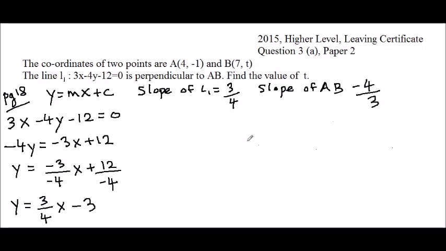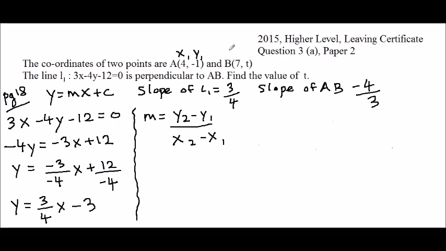The next thing we need to do is to find the value of t. And to do that, we're going to use another formula that you will find on page 18, and that is the slope of a line formula. m is equal to y2 minus y1 over x2 minus x1. And in this case, when we look at AB, this is going to be x1, y1, x2, y2. So let's substitute in.